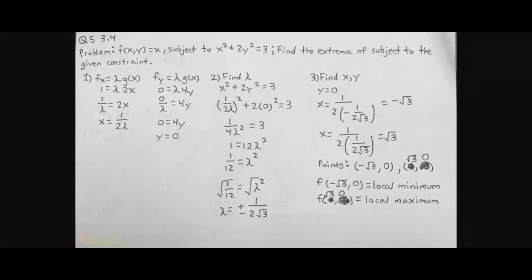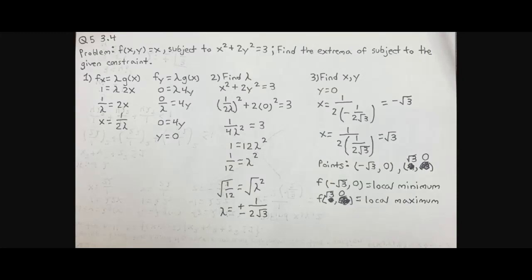Yes. So I'm doing question 3.4, question 5, and the problem says f of x, y is equal to x, subject to x squared plus 2y squared equals 3. Find the extrema of f subject to the given constraint. So the constraint in this problem was x squared plus 2y squared is equal to 3. The first thing I did was find the partial derivative with respect to x of f, which is equal to lambda times g sub x.